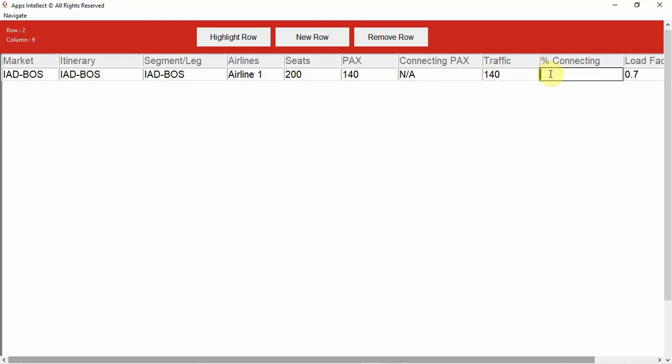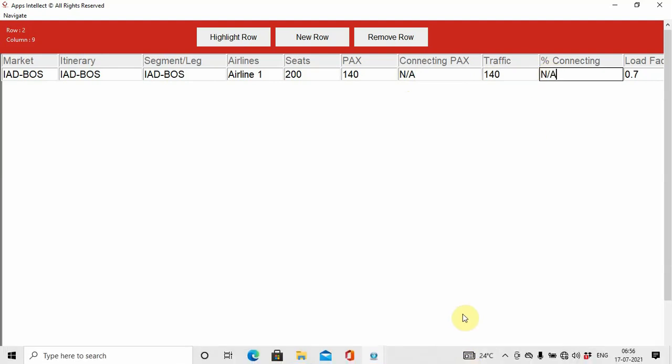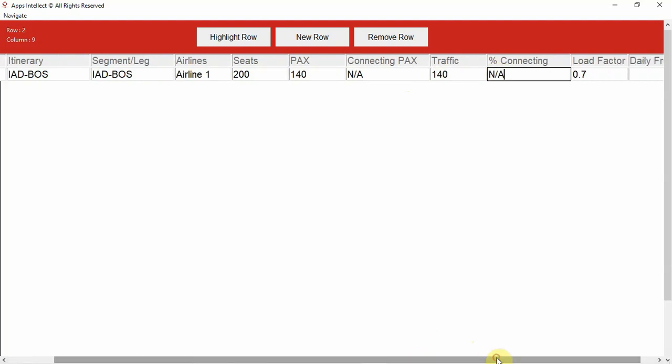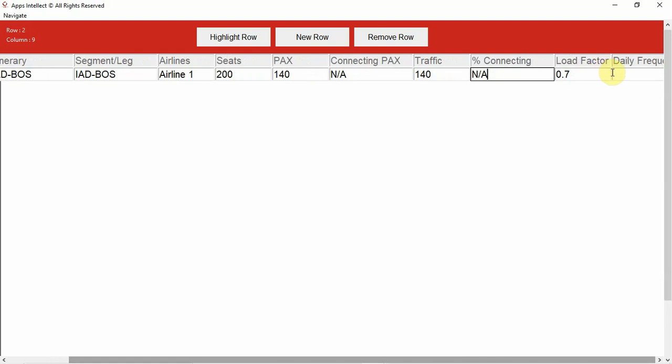The percentage of connecting is not applicable, and the load factor is calculated as 70%. Basically, 200 seats are available in the aircraft, 140 passengers are boarding the flight, so it becomes 70%. And the number of flights flying this particular route for this airline is 3 daily flights, that is the frequency.